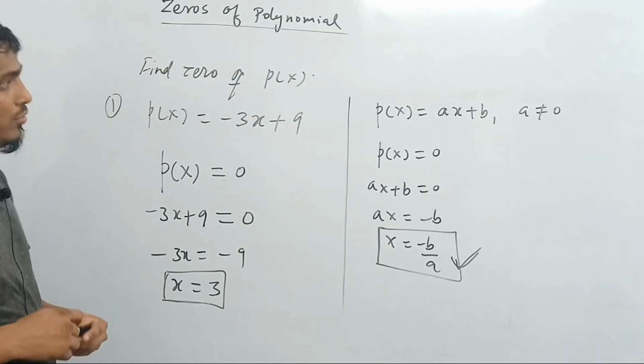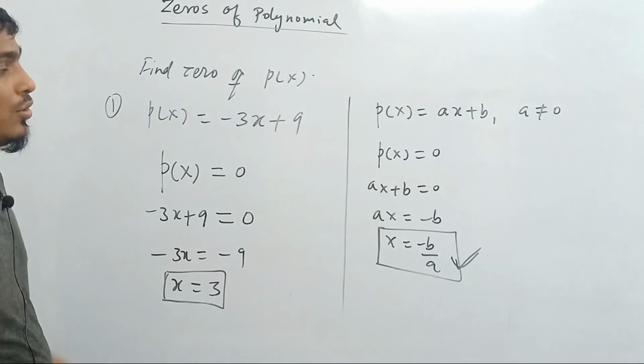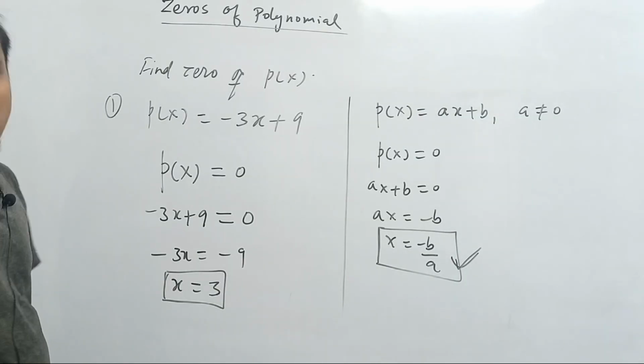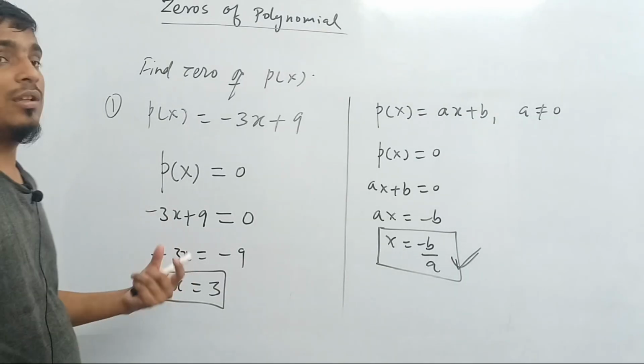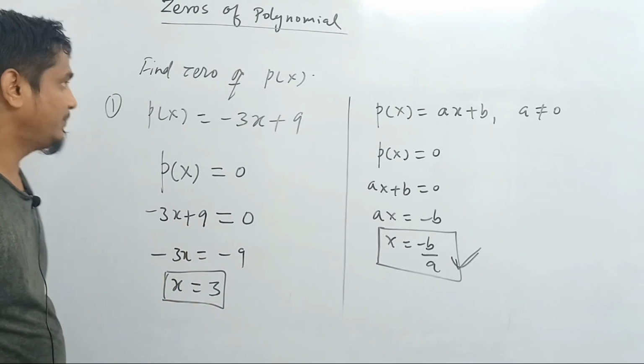Now let's try to solve a couple of questions based on finding the unknowns if we are given zeros of a polynomial.